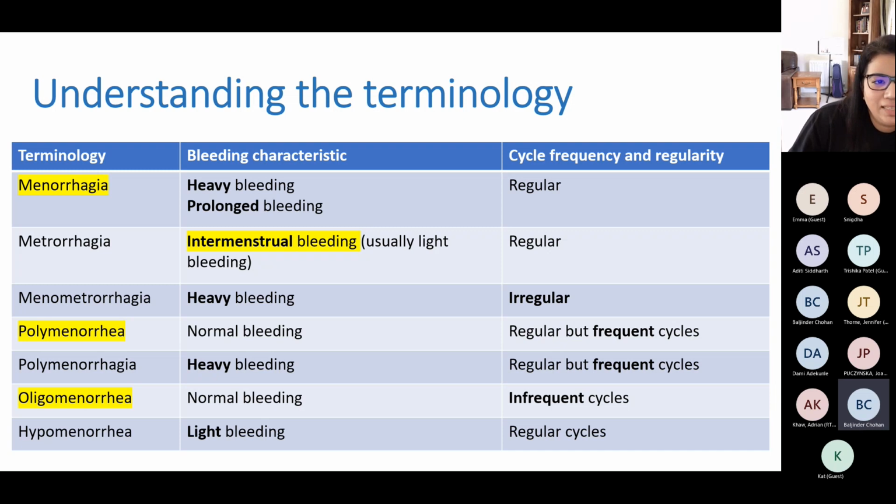Okay, so menorrhagia means heavy or prolonged bleeding, but the cycle frequency is regular. So the woman will have a cycle length that falls within normality, and does not have intermenstrual bleeding. So essentially she has heavy prolonged bleeding, but otherwise the cycle is fine. What does that tell us about that cycle?